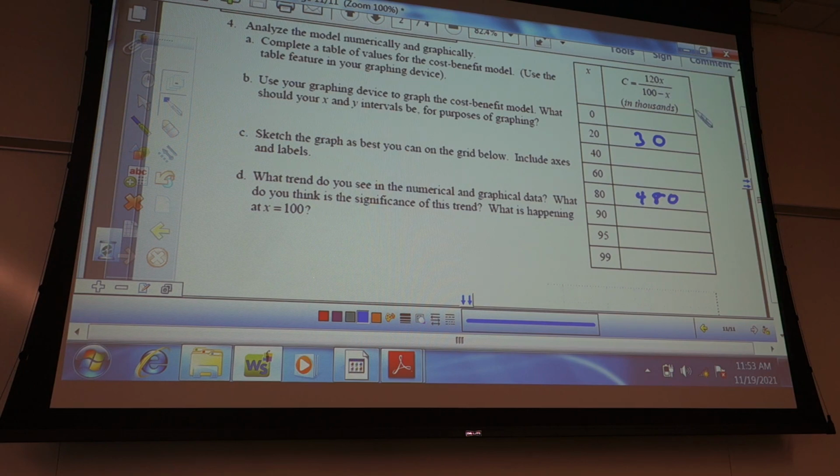For 0, 120 times 0 should just be 0. So that's 0. That's easy. It costs you nothing to remove none of them. But find the other 5. Use your calculators. And then we'll look at graphing those.